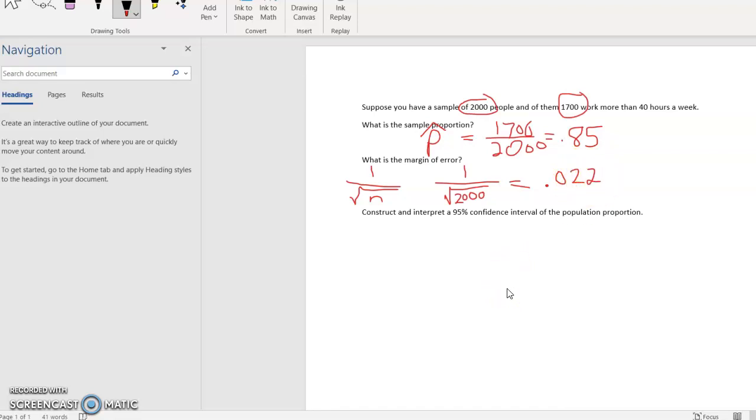All right, so now we're going to construct and interpret a 95% confidence interval of the population proportion. So first, let's actually construct the confidence interval, and then we'll interpret it. We always take our sample proportion, in this case 0.85, and from our 0.85, we're going to do two calculations. We're going to subtract our margin of error from it, and we're going to add our margin of error to it. So I'll do the subtraction first.